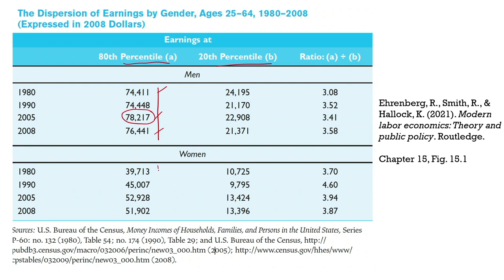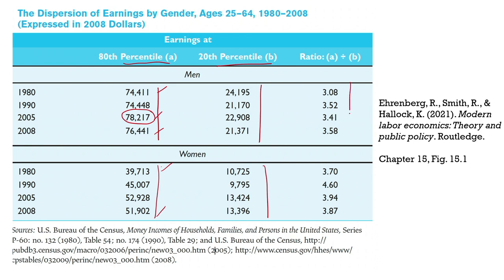But if you look at the lower panel among women, you will see that the earnings at the 80th percentile increased significantly from 1980 to 2008. It increased from approximately $39,000 to about $51,000. Similarly, for those in the 20th percentile, for men the earnings slightly decreased from 1980 to 1990, from approximately 24,000 to 21,000, and then fluctuated slightly up to 2008. For women, the earnings at the 20th percentile showed an overall increase from 1980 to 2008.